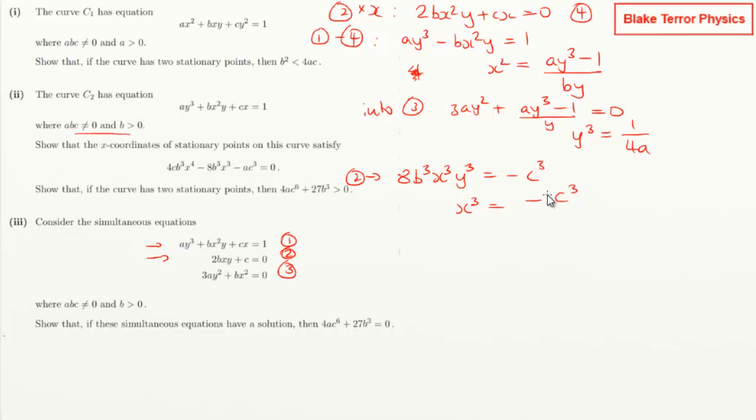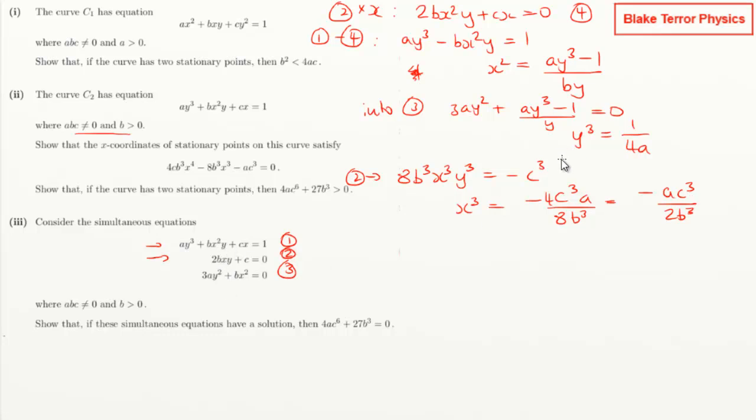I need to multiply that by 4a, and then divide by 8b cubed. So all in all, I'm getting minus ac cubed over 2b cubed. Which is fairly ugly, but let's see where all this ends up.